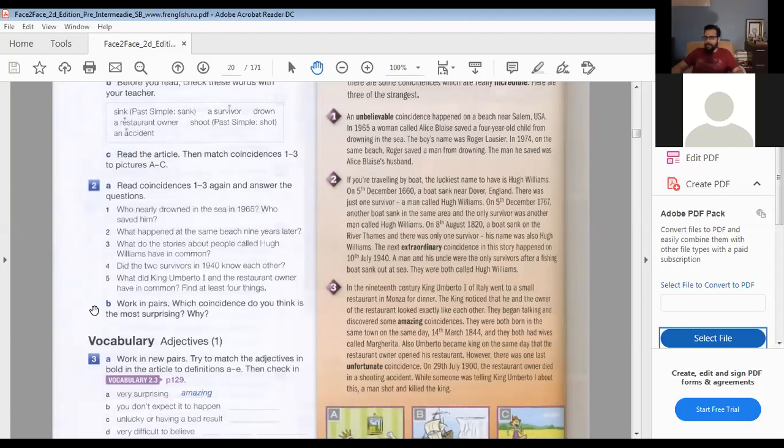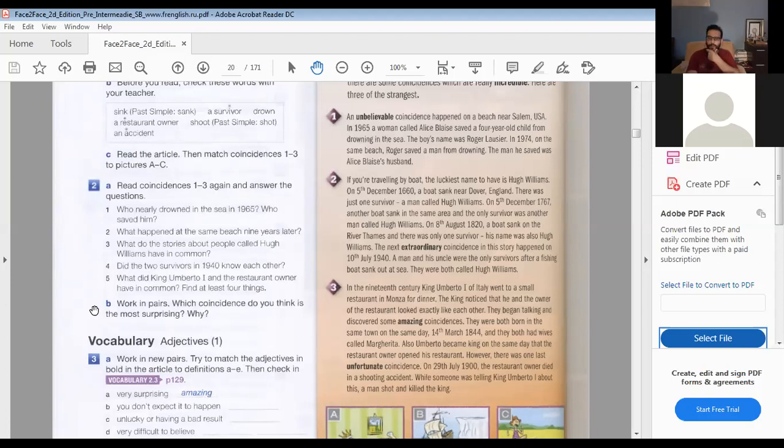I think the second one. The second one? The one about the name, Hugh Williams. Yes, because there was an accident about a boat, and every survivor has the same name. Yes, I agree. I think it's a strange coincidence, very strange. Each time the survivor has the same name, Hugh Williams. So if your name is Hugh Williams, maybe you'll survive a boat accident.